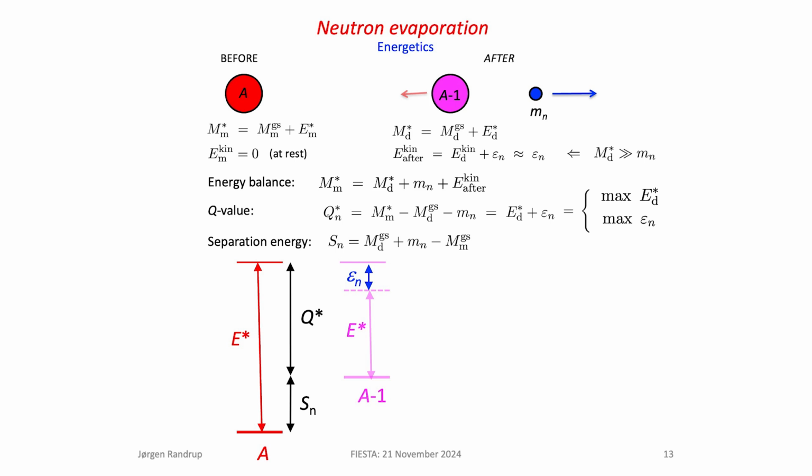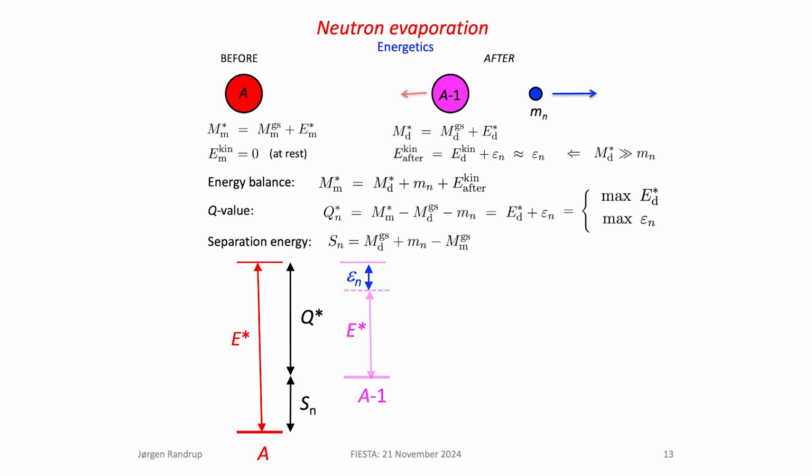And you know, if you were to emit a neutron at 0 energy, then you would get the maximum possible excitation energy in the daughter. So this is one way to define the Q value. Or if you put as much energy as you could into the neutron and left with a cold daughter, that's also the Q value, right?